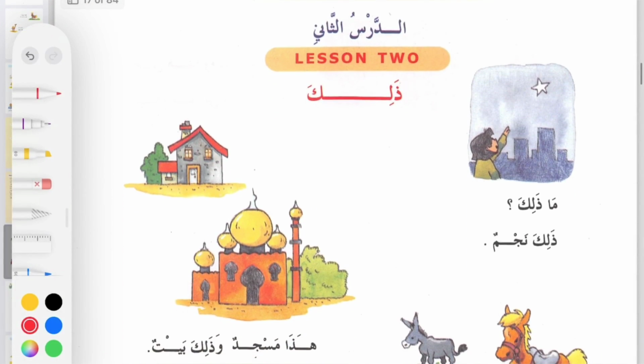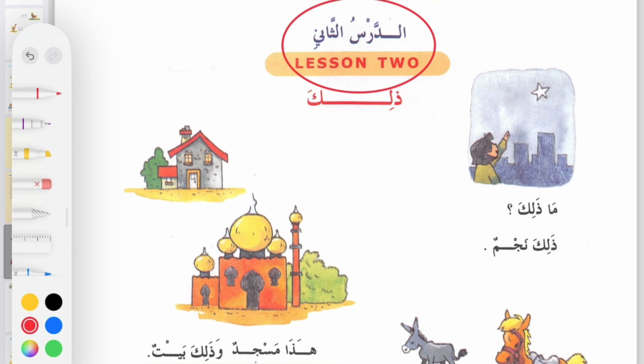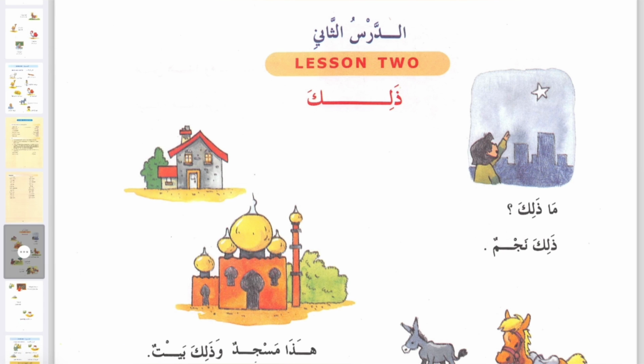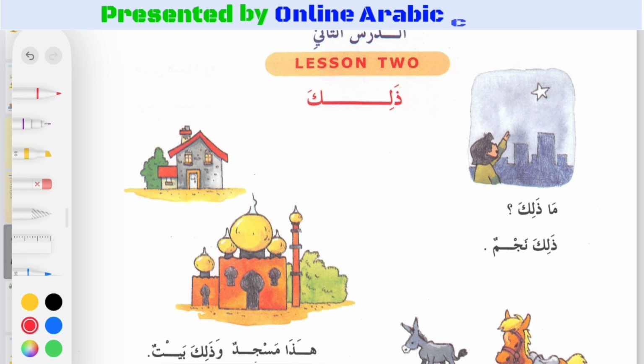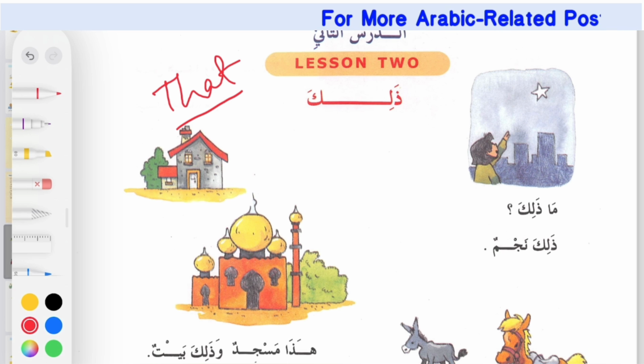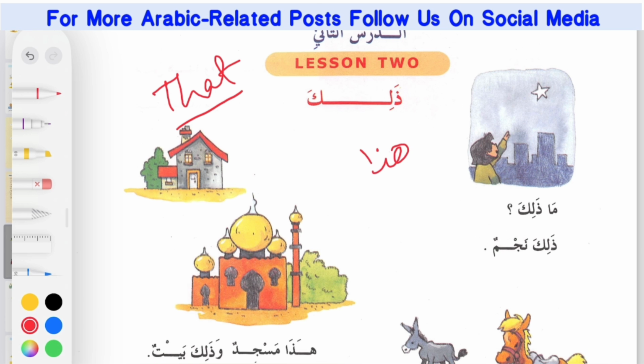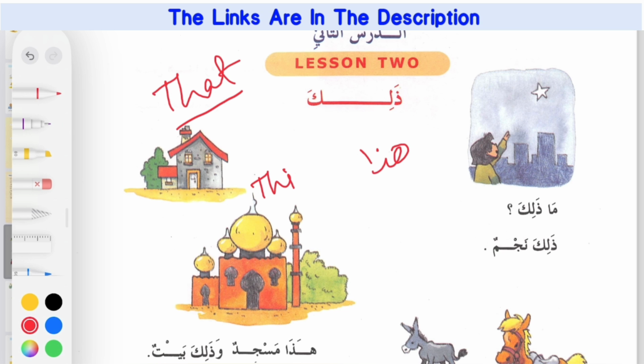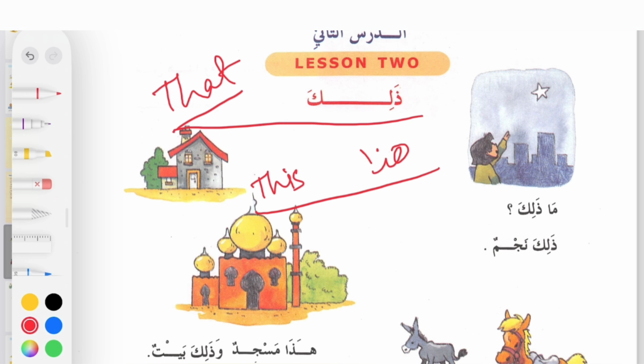Before we start today's lesson, let's understand what is written here. It is ad-darsu thani. The first word, ad-darsu, means the lesson. Thani means the second. Ad-darsu thani means the second lesson. In English we say lesson 2. So this lesson 2 is about dhalik. What is dhalik? Dhalik means that, T-H-A-T. The previous lesson was about hada, and this lesson is about dhalik. So hada means this, dhalik that.